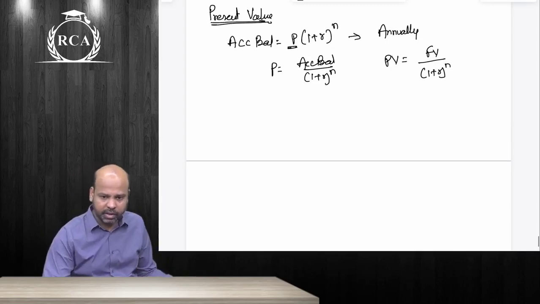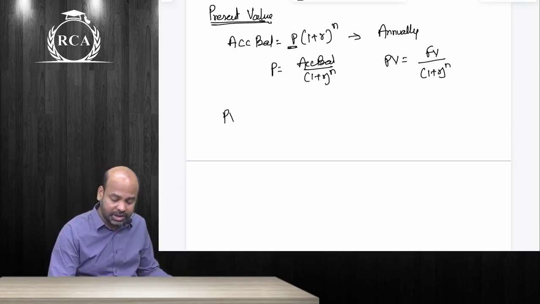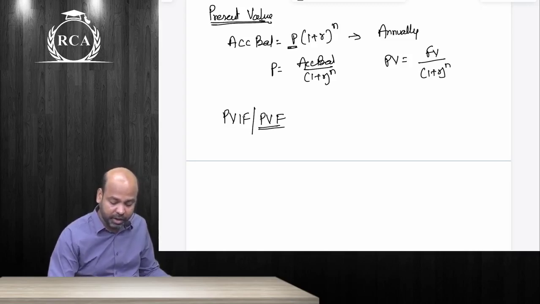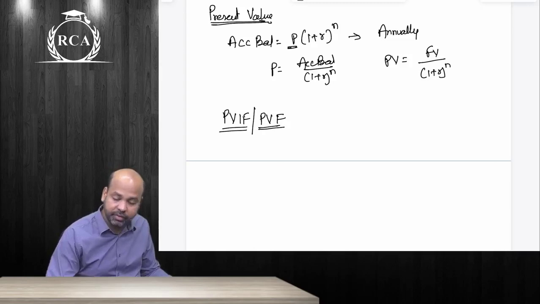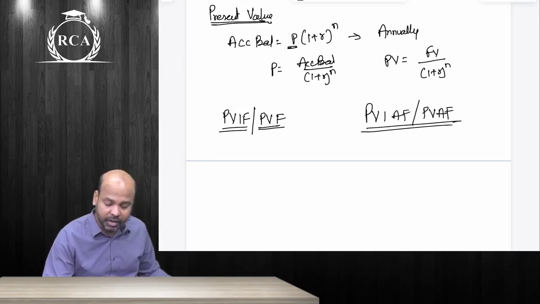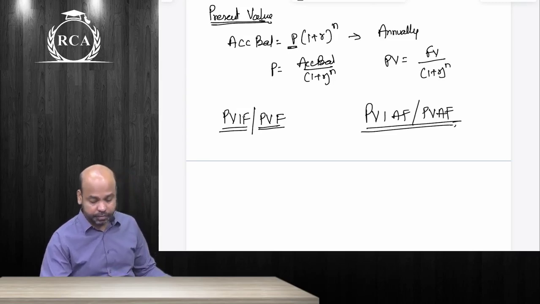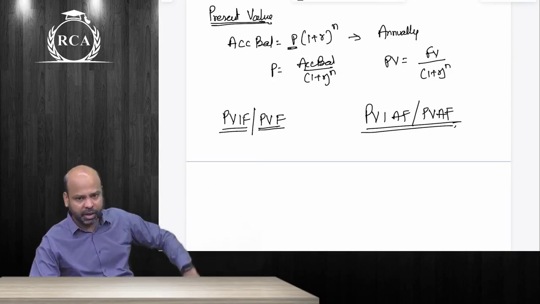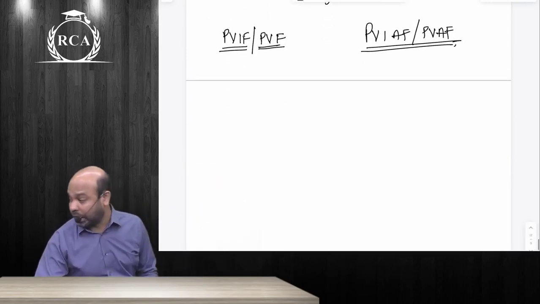Any doubt in this guys? For this we learn the concept of present value interest factor, or simply called as present value factor. I prefer writing PVF. ICAI writes PVIF. And then there is something called as present value interest annuity factor guys, or just simply PVAF, present value annuity factor. Did you understand this beta? PV is equal to simple formula of compound interest. Now what do you understand by present value factor guys?